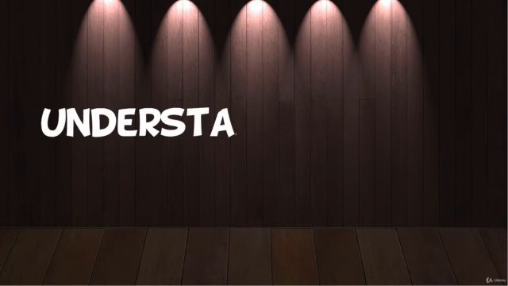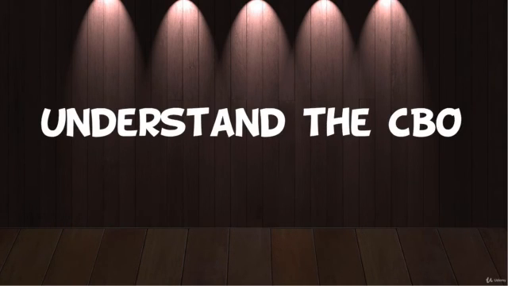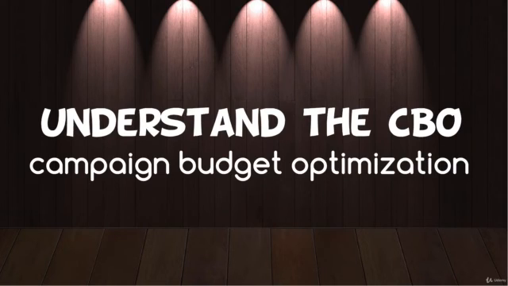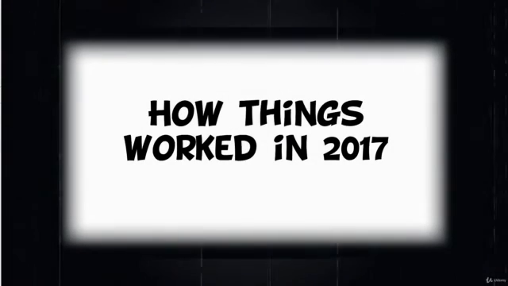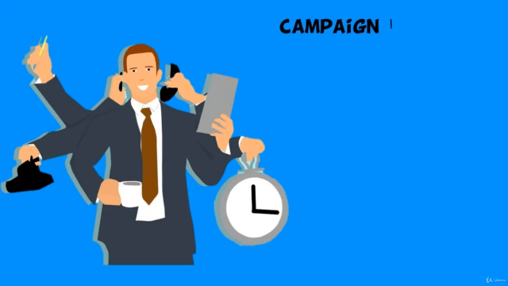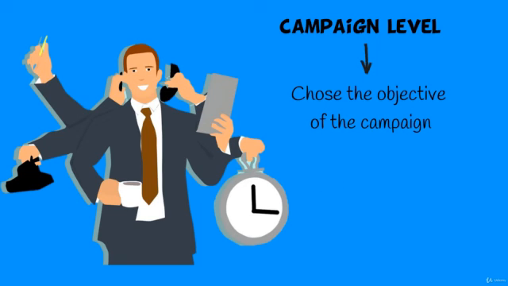Hi there, in this lecture we are going to talk about CBO, which stands for Campaign Budget Optimization. In order to understand the CBO, let's take a look at how it worked before Facebook decided to introduce this new feature. So in 2017 and before, advertisers chose the objective of the campaign at the campaign level, and they assigned the budget for each ad set.